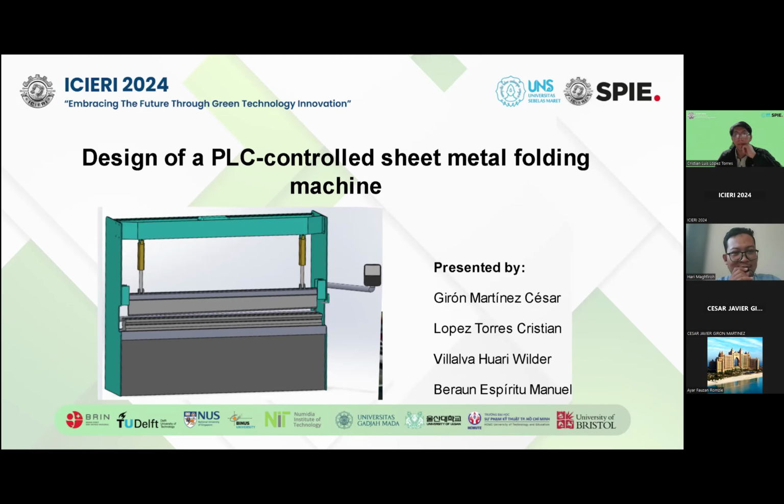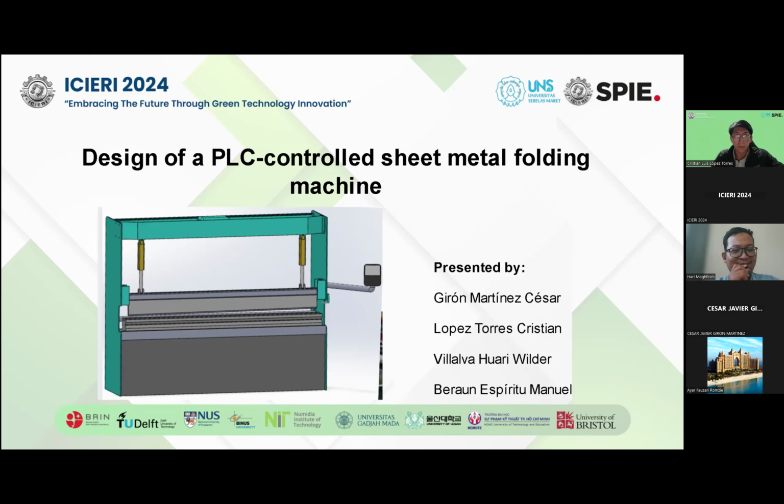Is this design just a simulation, or have you already made the real hardware for this design? The design was tested through simulations in Factory IO and ProteuS software, allowing us to verify the control and temperature monitoring systems. The simulation showed the machine could operate efficiently in both manual and semi-automatic modes.